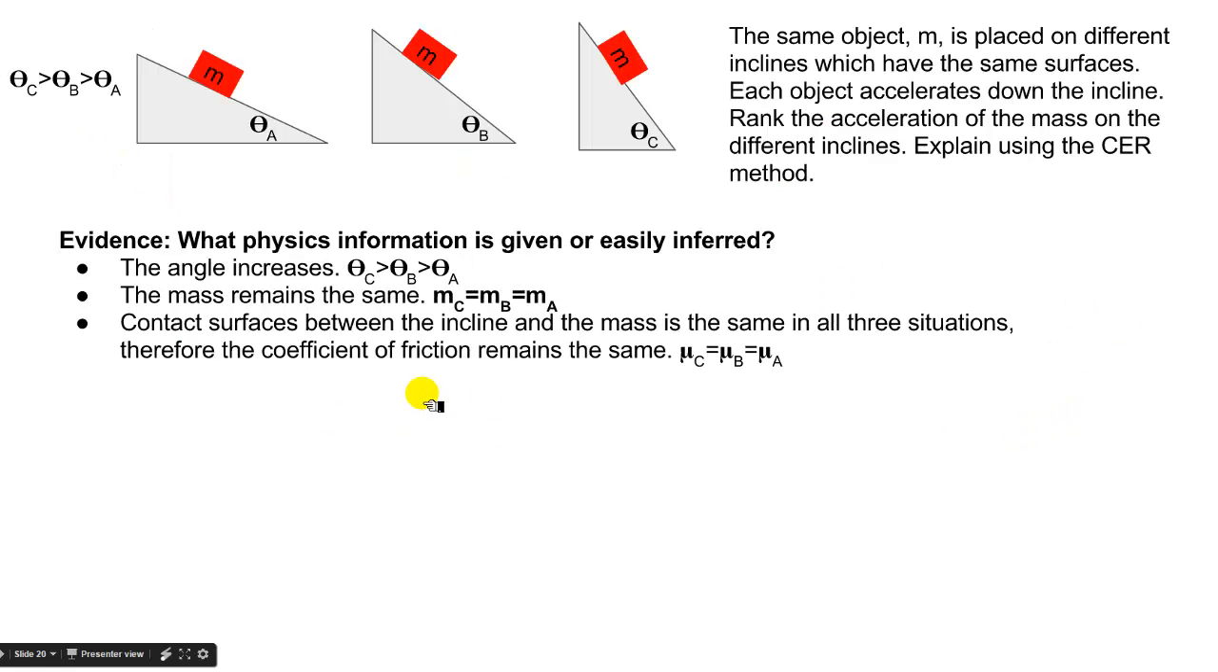Now let's get to the evidence part of this. Evidence is what physics information is given to us or easily inferred. Well, we know that the angle increases. That's given to us. They tell us that the mass remains the same. The contact surfaces between the incline and the mass are the same for all 3 situations. Therefore, the coefficient of friction remains the same. So these are all things that are given to us or easily inferred.